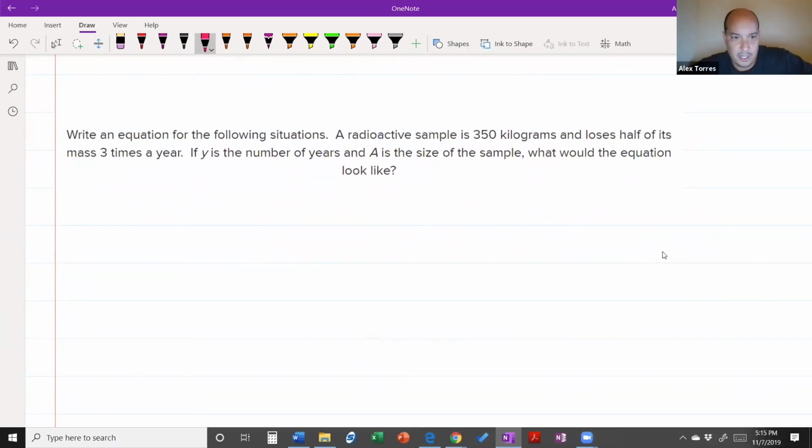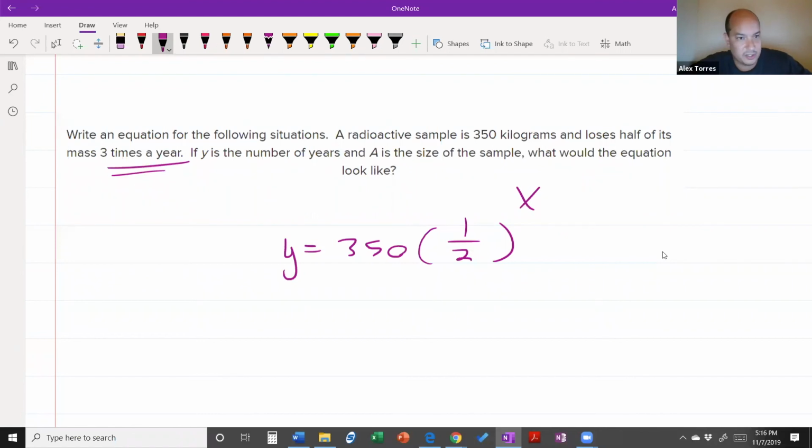So for this one, this is the other idea, where it's happening a bunch of times per day. Okay, yeah, sorry. So it's starting at 350, and it's losing half of its mass. So it's being multiplied by 1/2, and it's 3 times per year. So if X is the number of years, it's not happening every 3 years. That'd be dividing by 3. It's happening 3 times per year. So like Patrick said, think about different numbers in here. So if it's happening 3 times per year, as 6 years go by, that means it would happen 18 times. And that is what would happen here. You'd get an 18 right there for 3 times 6.